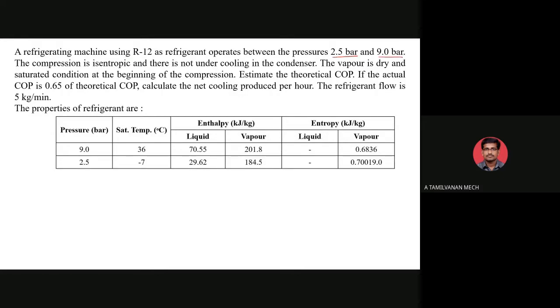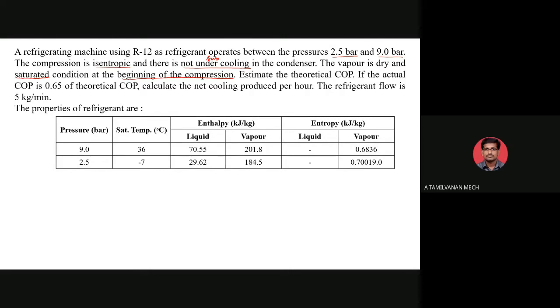The compression is isentropic. There is no undercooling. Another name for undercooling is subcooling in the condenser. The vapor is dry and saturated at the beginning of the compression. So the vapor entering the compressor is in a dry saturated state.